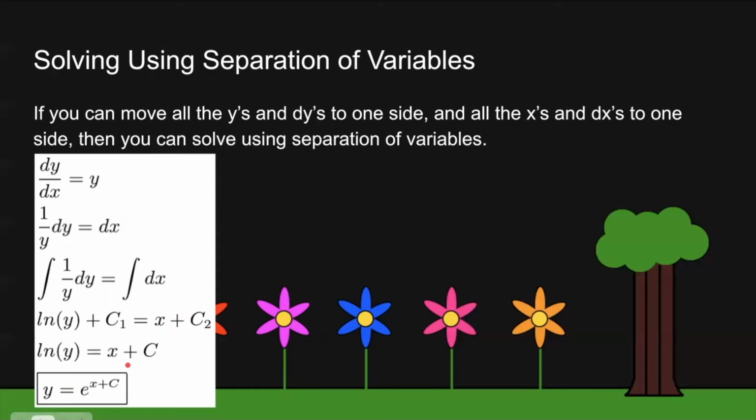So e to the power of x is not the only function that's equal to its own derivative. You can also have e to the power of x plus 1, e to the power of x minus 2, basically e to the power of x plus any constant.